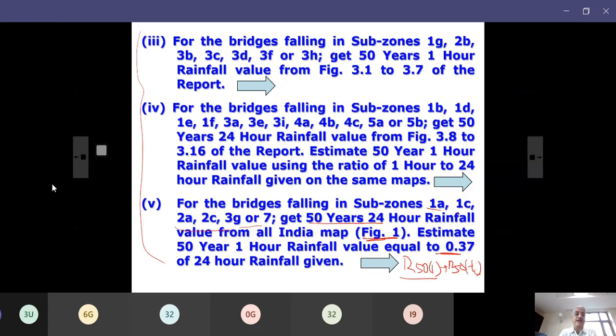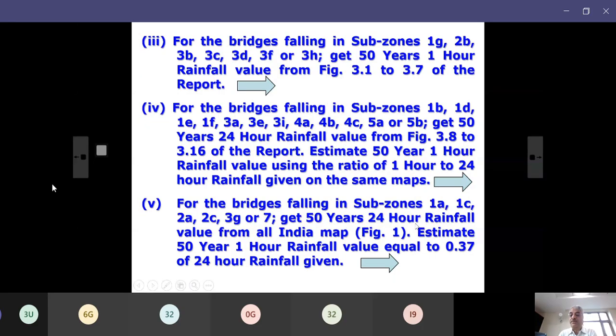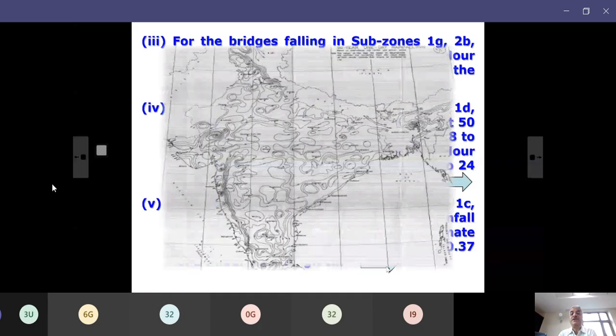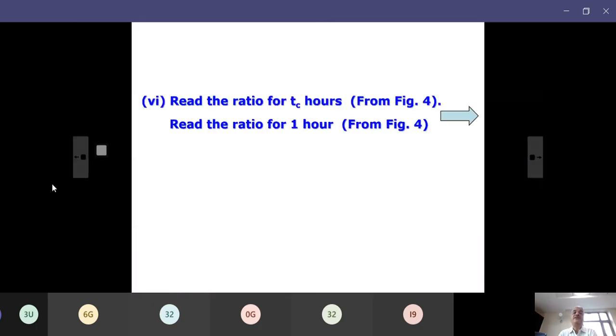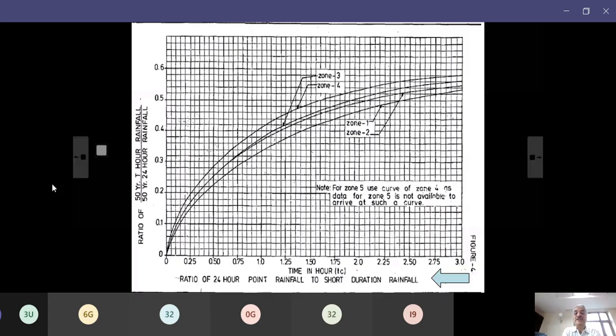Yes, sir. Right. So we now have to convert R51 into R50 TC. For that there is a figure 4 in this report. This is figure 4. This side is TC, and this side there is a ratio, and graphs are given for zones 1, 2, 3, 4. If your zone happens to be 5, 6 or 7, you use the graph for zone 4, because for 6 there is no data at all, and for 5 and 7 also the data is very little, so that graph has not been developed.